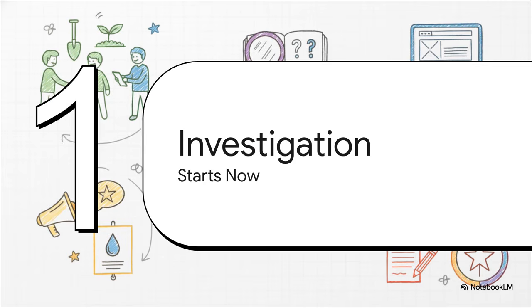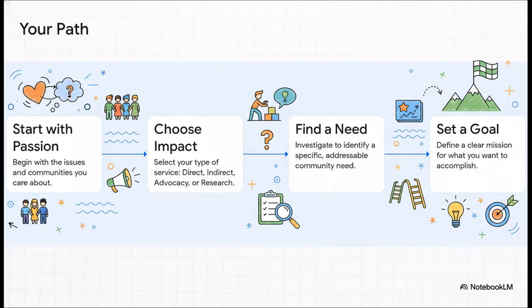And that's the framework. You have all the pieces you need to get your investigation started. It's not about having the perfect idea right this second. It's about following this clear process of discovery. So let's do a super quick recap of the journey. 1. Start with your passion. 2. Choose your type of impact from those 4 we talked about. 3. Go be a detective and find a specific, tangible need. And 4. Set a crystal clear goal for what you want to achieve.